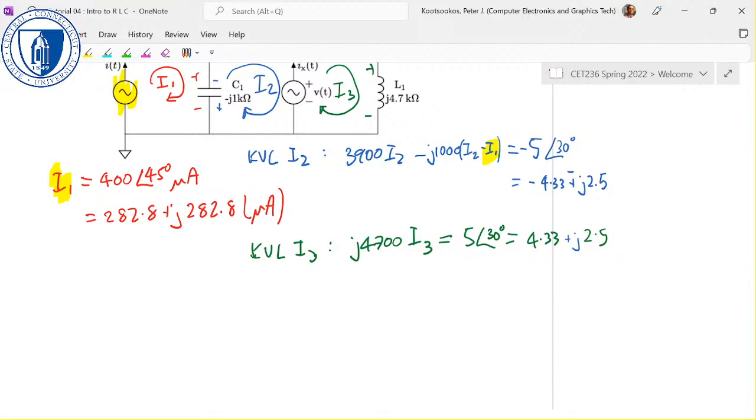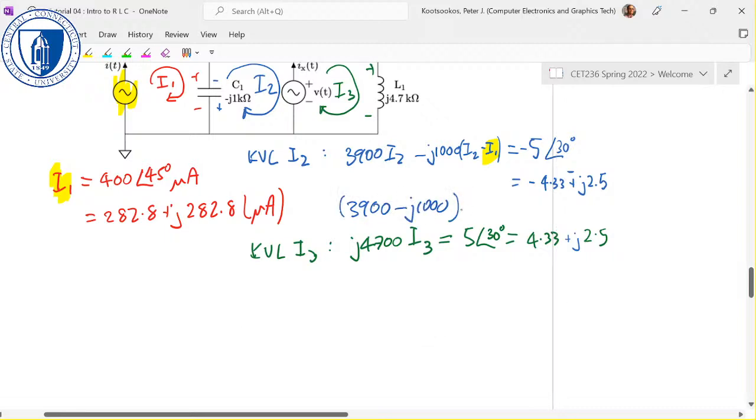So let's substitute that in here. And I think we get 3900 minus j1000 times I2. And it's minus j1000 times minus I1, so that's plus j1000 times I1. But if we take it, because it's a constant, over to the other side, it's going to be minus j1000 times I1, which is this number here.